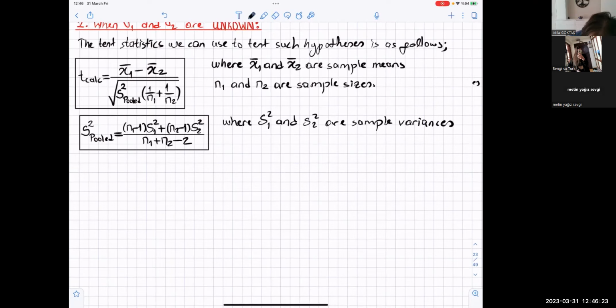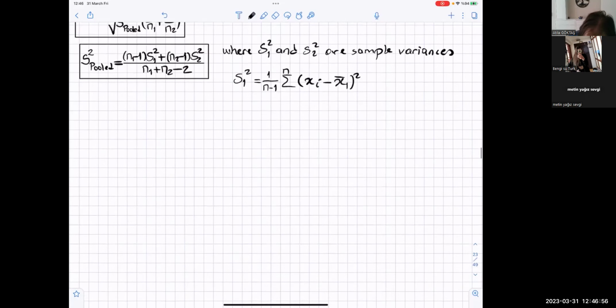S1 square, I'll just write 1. You have learned the sample variances already. The sample variance for the first sample is 1 divided by n minus 1, times the sum of xi minus x1 bar squared, for i from 1 to n. This is how you perform the calculation of the first sample variance.